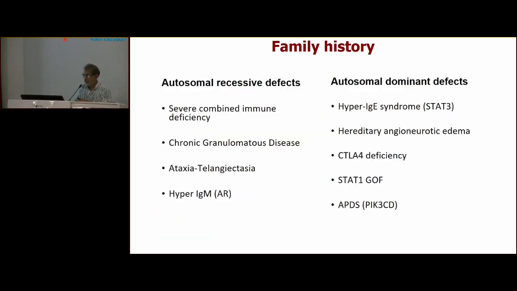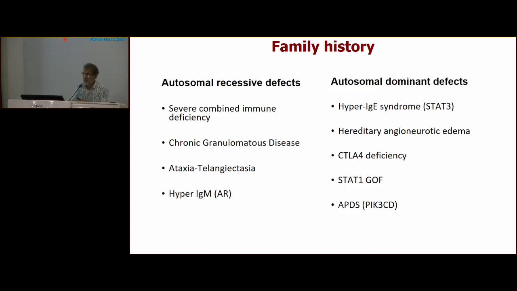There are other disorders, there are other modes of inheritance. So autosomal recessive disorders: you've got chronic granulomatous disease, where there are autosomal recessive forms of manifestation. Ataxia telangiectasia is an autosomal recessive disorder. And there are hyper-IgM syndromes which present in autosomal recessive mode. The common ones are the CD40 defect or the AICDA, the activation-induced cytidine deaminase defect.